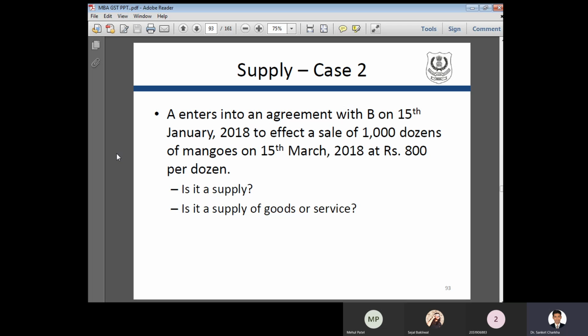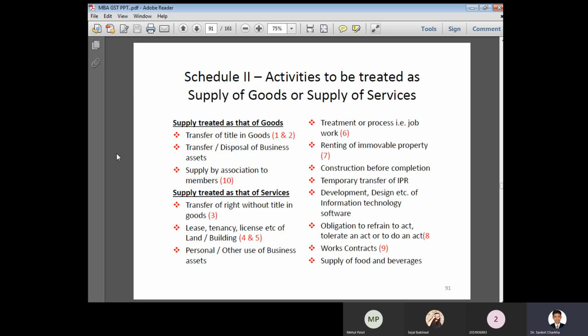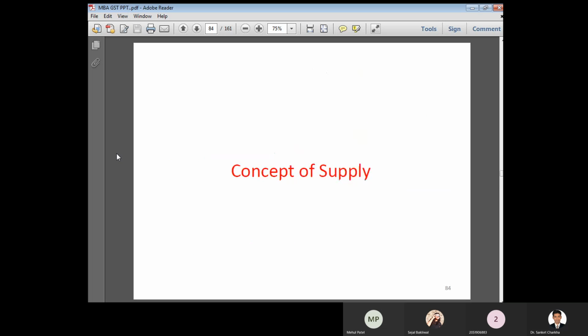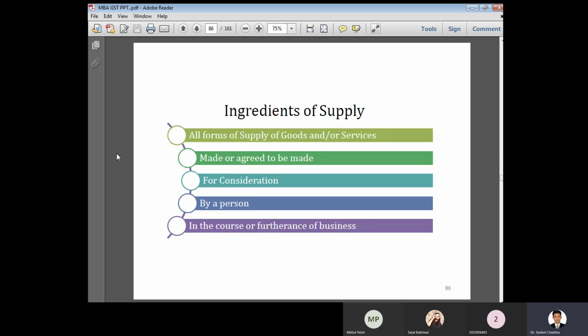Would you like to refer the definition once again? Ingredients of supply, याद करो. Ingredients में हमने क्या क्या देखा था? All forms of supply of goods and or service. So उसमें form of कोई goods है क्या या कोई form of service है क्या?